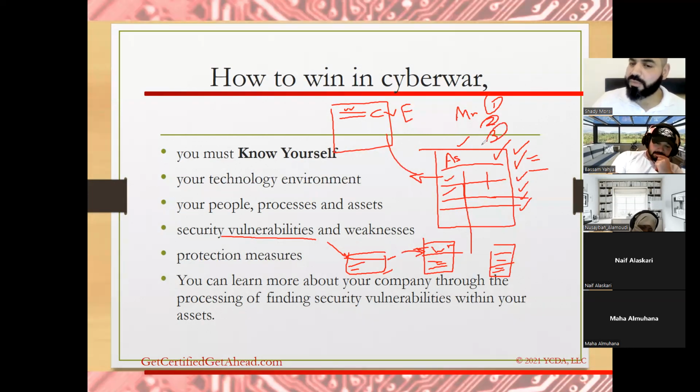What is in between? Some companies cannot afford to run a scanner in their network. Why? Because they say that if we run a scanner, it can disturb our production. Exactly. So they build something called a test environment, which is very similar to the production environment, and they run a scan within this environment to find out what their vulnerabilities are. So there are 3 ways to find your vulnerabilities.